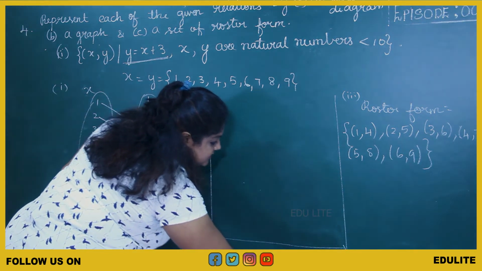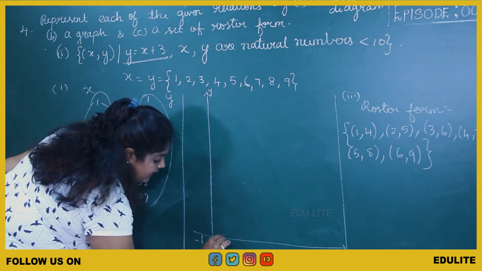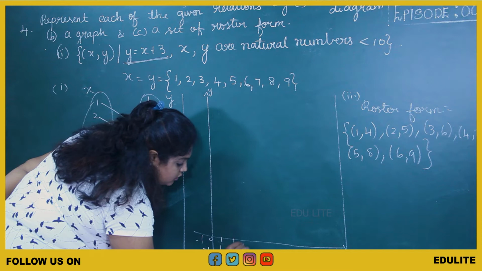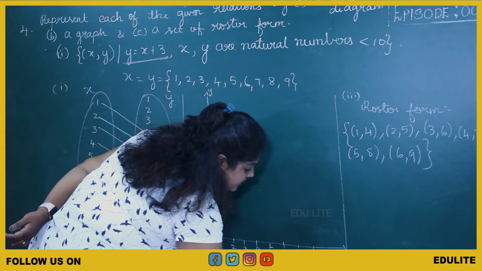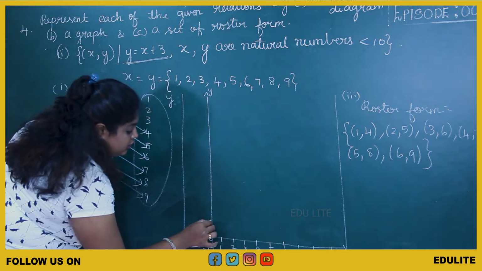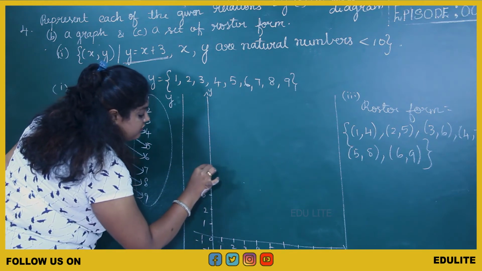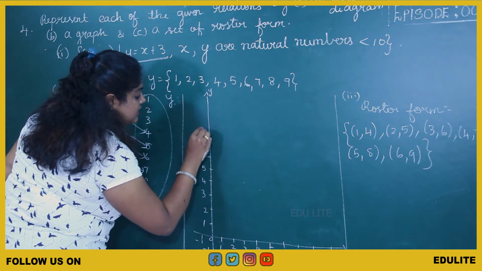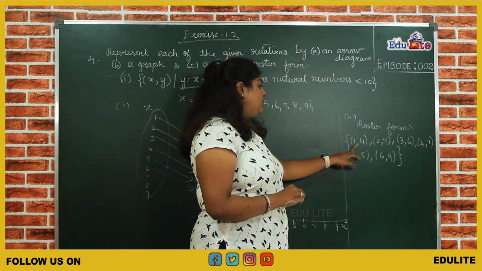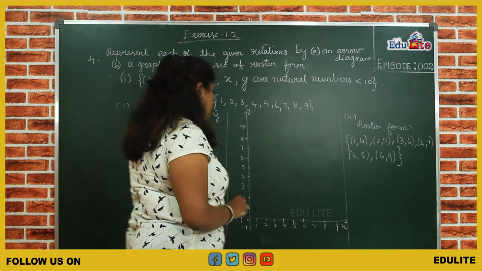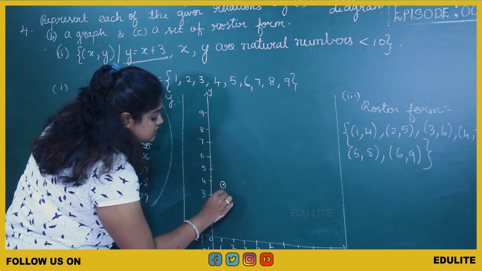So this is the x-axis and this is the y-axis, minus 1, 0, and the x value varies from 1, 2, 3, 4, 5, 6, 7, 8, 9. The y value also varies in the same format, 1, 2, 3, 4, 5, 6, 7, 8, 9. So what is the first point? 1, 4. You all know that first is the position of x and next is the position of y. Along the x-axis it is 1 and along the y-axis it is 4. So this is 1, 4.